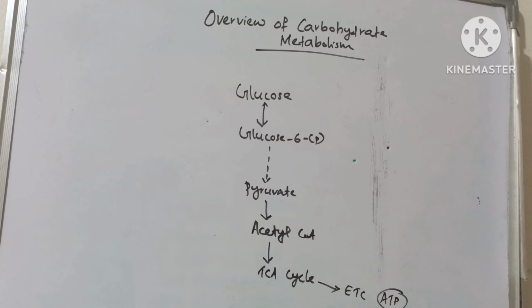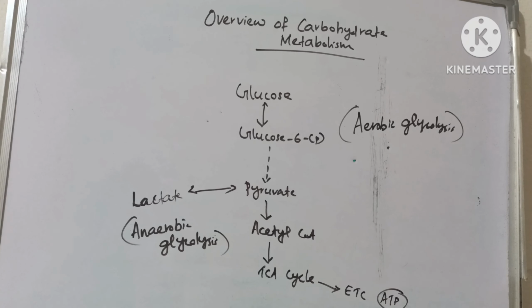First major pathway is aerobic glycolysis. In this, glucose is converted to glucose 6-phosphate. Glucose 6-phosphate after a series of reactions is converted to pyruvate. Pyruvate then forms acetyl-CoA which enters into TCA cycle. Here reducing equivalents are generated which further get oxidized through electron transport chain and ATP is formed.